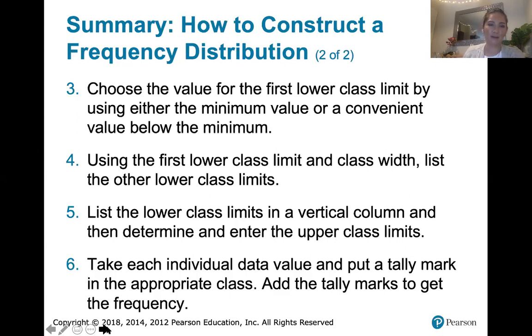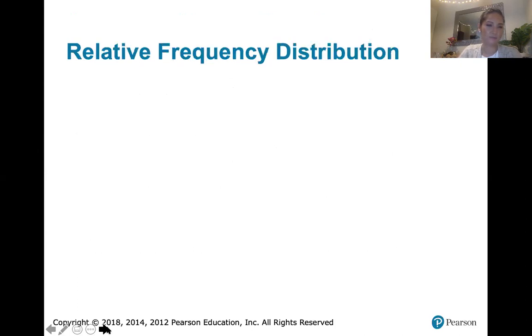So if you found 5 values between 150 and 174, the frequency for that class is 5. Okay, so that is a frequency distribution. A relative frequency distribution is pretty much the same thing. We're just going to change it just a little bit.